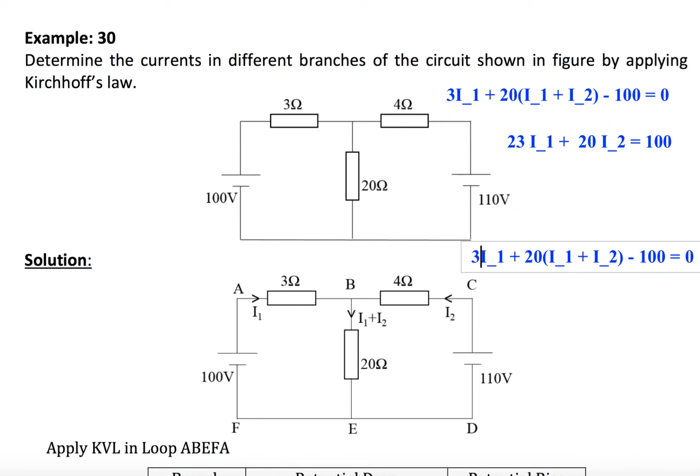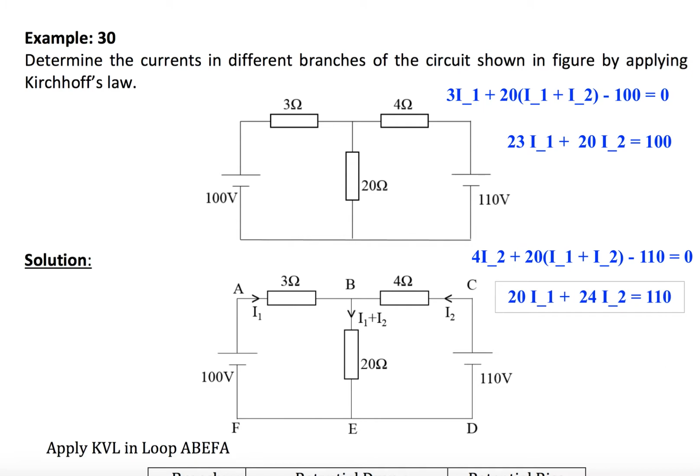Okay, this is 4 into I2, right? Plus 20 into I1 plus I2. Again we are encountering the negative terminal first, so this becomes minus 110. Now you can simplify this equation, right? How to simplify? 20 I1 is 20 I1, 4 plus 20 I2 is 24 I2, and this becomes 110.